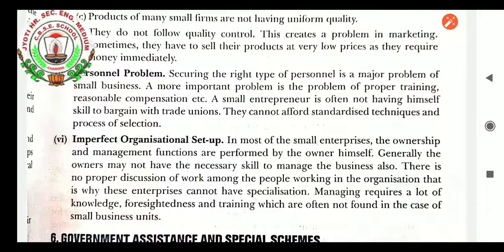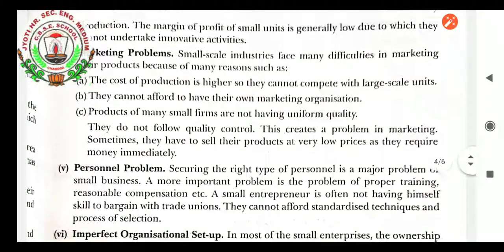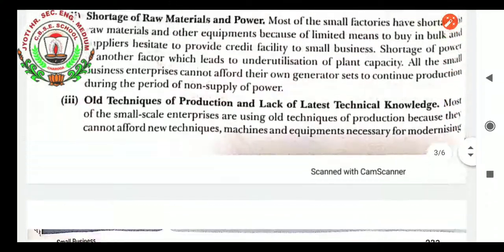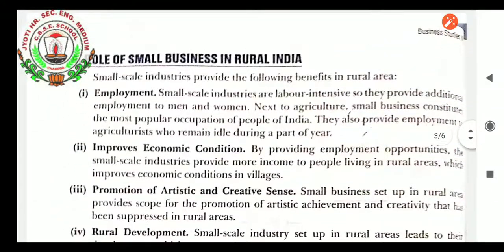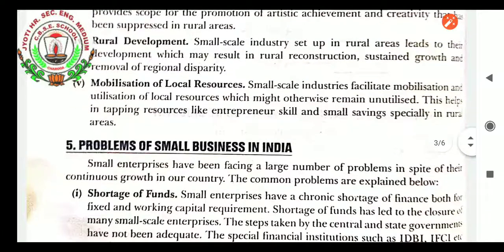Also, there is no proper division of work among the people working in the organization. That is why these enterprises cannot have specialization. Managing requires a lot of knowledge, foresight and training, which are often not found in small business units. So that is the imperfect organizational setup in small scale business. So these were the various problems faced by small scale business, and they really need a solution.